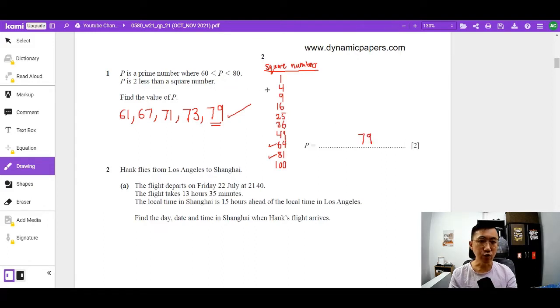Now, do not erase any of these workings because you look at the question over here. It's a 2 marks question, right? So all these numbers will be marked and they will see how you solve this question. So 79 is the answer.